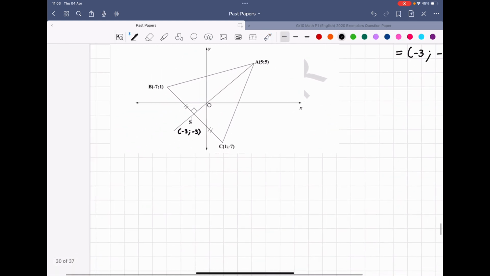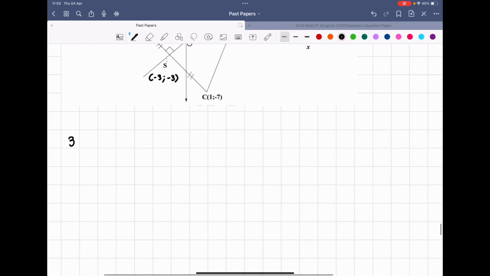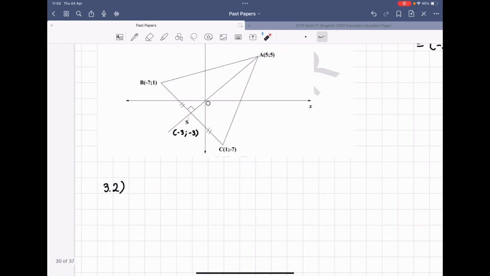Then the next part, 3.2, I'm asked to determine the gradient of the line AC, which is this line here, and I've got a straight line and I know both of the points on the line, so I know that the gradient is just going to be the rise over run, which is the same as saying that the gradient is the change in y over the change in x. So m_AC means that I want the change in y over the change in x, and so that means I want y of A minus y of C divided by x of A minus x of C.